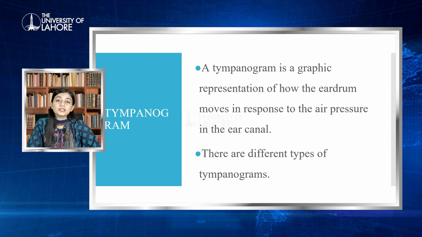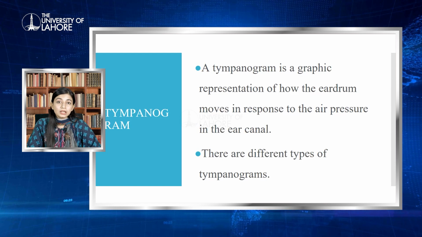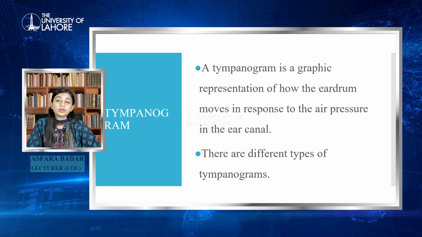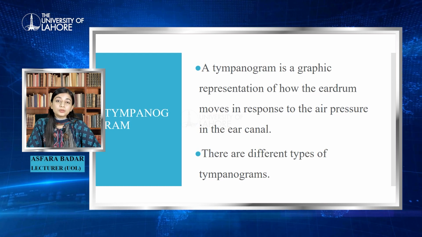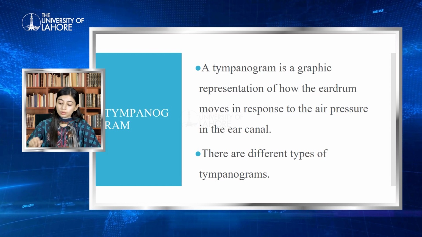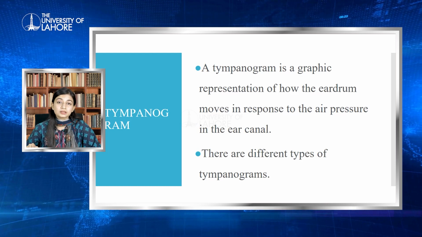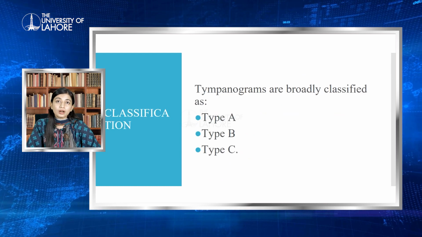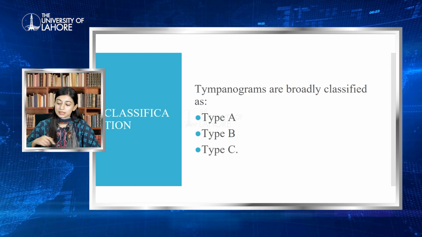Tympanogram is the graphic display of eardrum mobility. It can be plotted by introducing positive pressure, plus 200 decapascal, to the probe tip, and then reducing to negative pressure, minus 200 to minus 300 decapascal. There are some types of tympanograms: type A, type B, and type C.